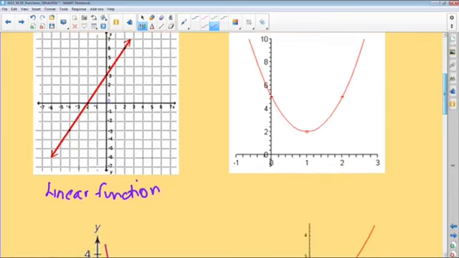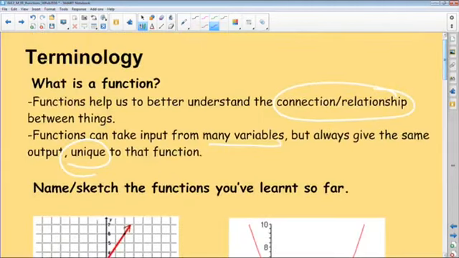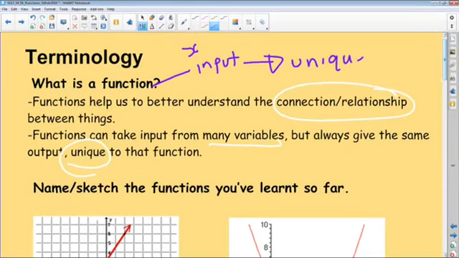So we say a function relates an input value. Let's just write this down. A function relates an input value, which are usually your x values, but it can be any variable, to a unique, and that's the important thing, to a unique output value.